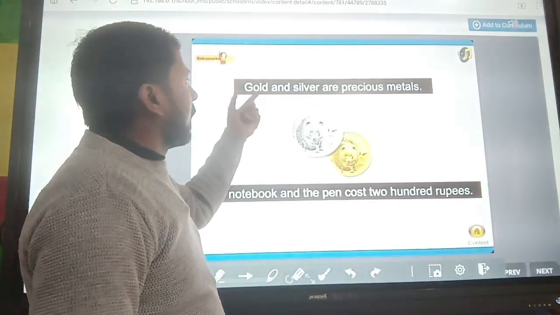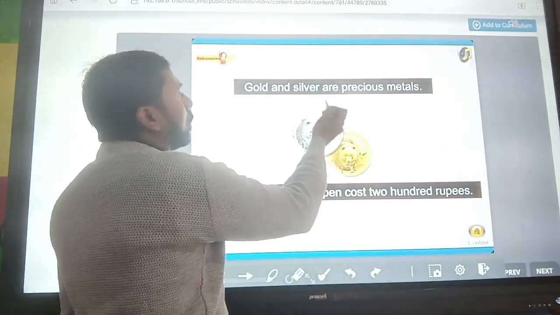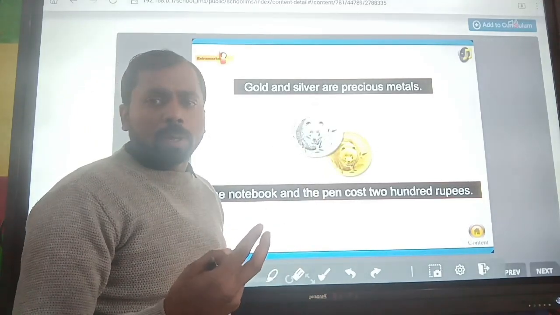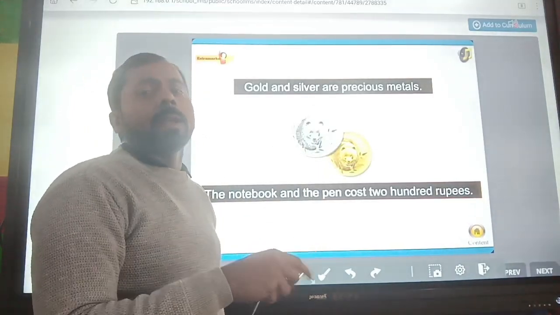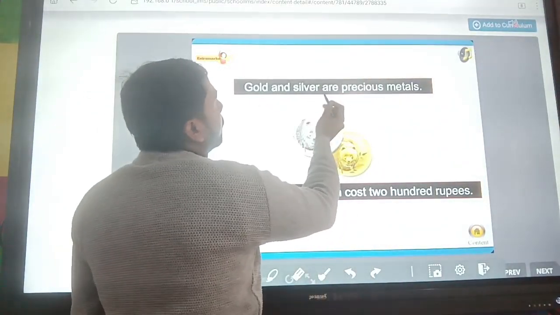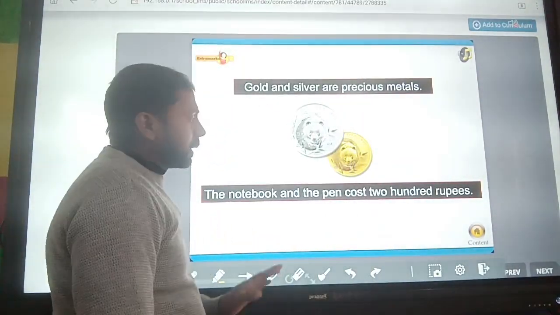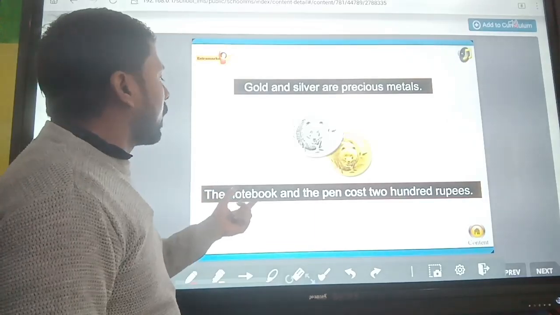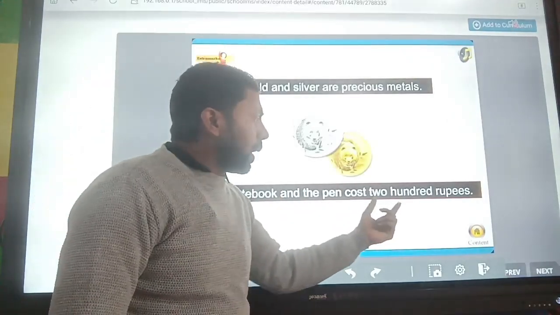So here gold and silver both become the two noun words. And when we combine them, it will be a plural number subject. According to the plural number subject, we have to use "are" here. Is it clear? The notebook and the pen cost 200 rupees.